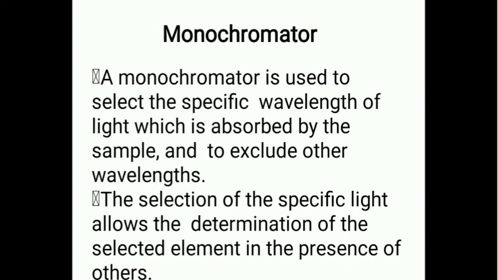Next we have a monochromator. As we have previously discussed the functioning of a monochromator, a monochromator is used to select the specific wavelength of light which is absorbed by the sample and to exclude other wavelengths. The selection of the specific light allows the determination of the selected element in the presence of others.